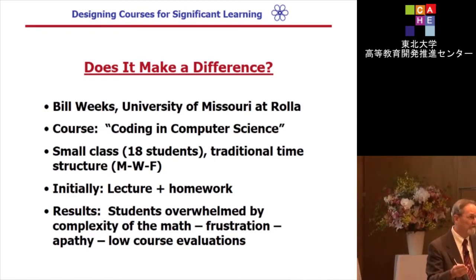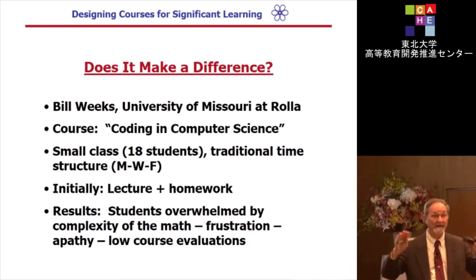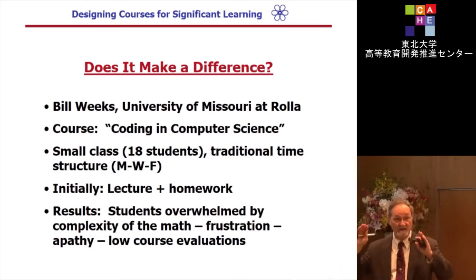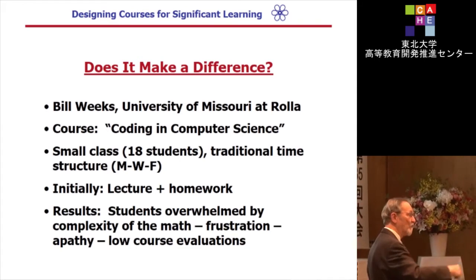The students would work for a few weeks, and then they just got overwhelmed by the math. They gave up, refused to work. They hated him, hated the class, couldn't perform on the test. It was awful. It was really bad. He came to a workshop on this. He went home, and he totally redesigned the class.